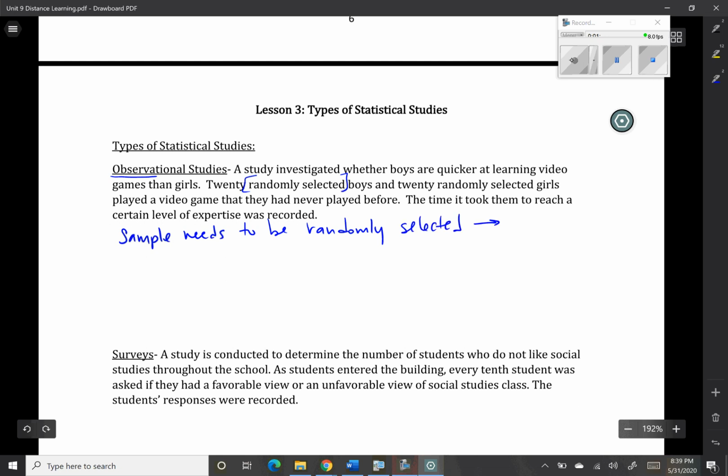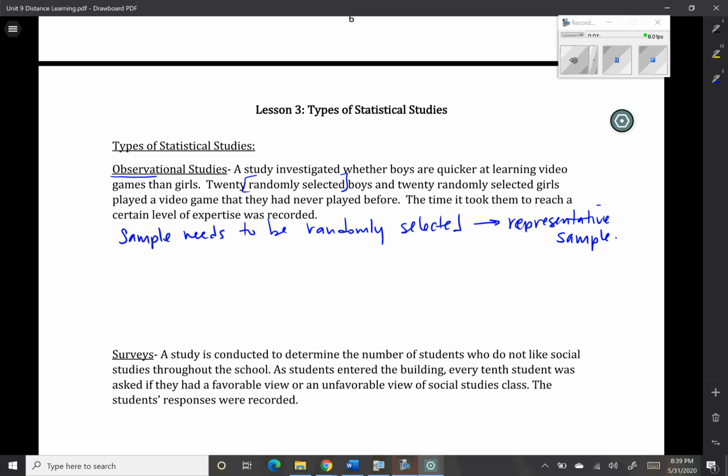By randomly selecting my sample, what that's doing is it's giving us a representative sample. What a representative sample is, it is a sample that represents the population. So for example, if I was to do this exact survey at Cornwall High School, I would need to randomly select the boys and the girls that I wanted to use for this study.